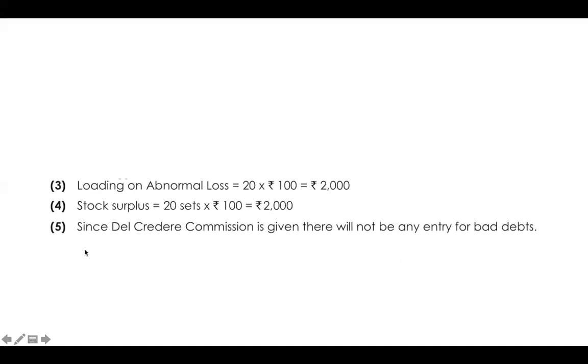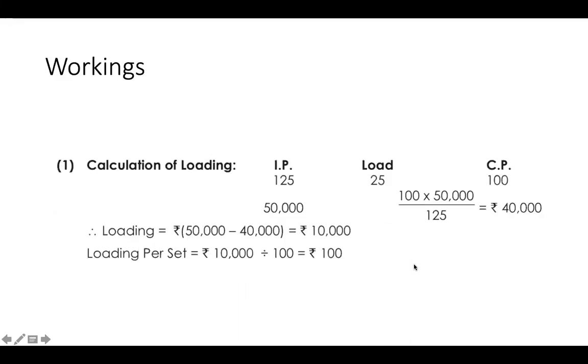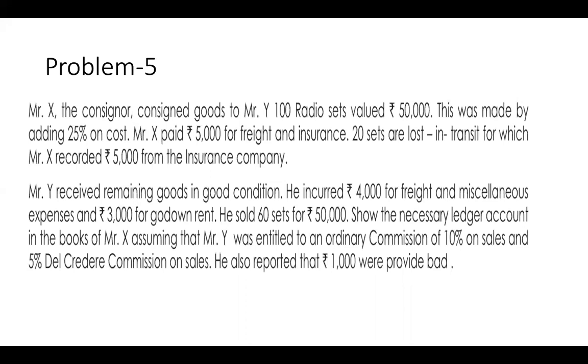Then as I told you, there is no need to adjust anything for bad debts. Why? Because the del credere commission, to bear the risk of bad debts, is already paid. There's no need to adjust the bad debts, right? Shall we start the solution? These are all the workings. Now please let me know if there is any confusion or intricacies that you find.